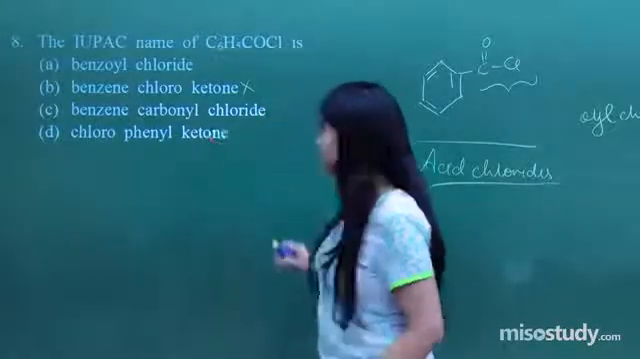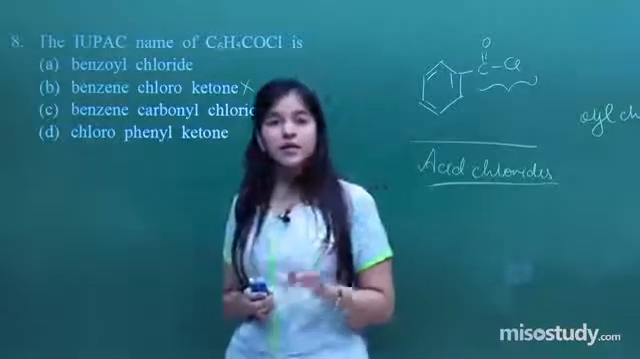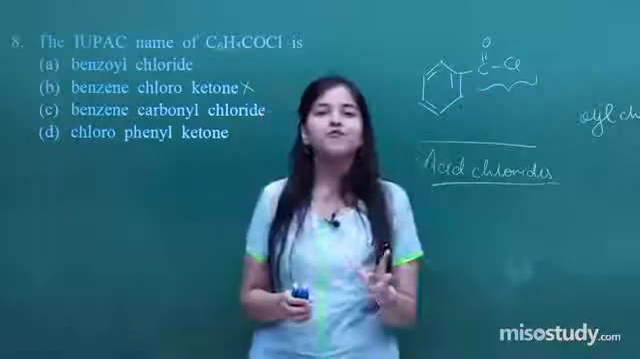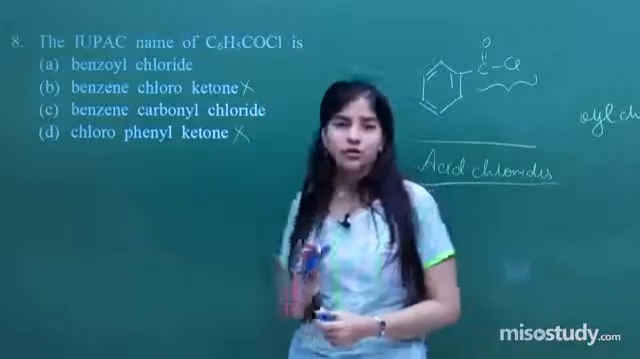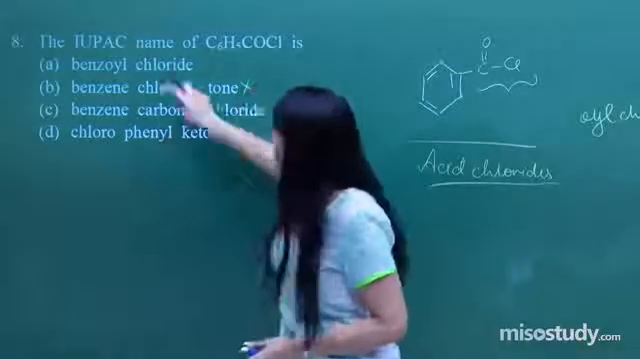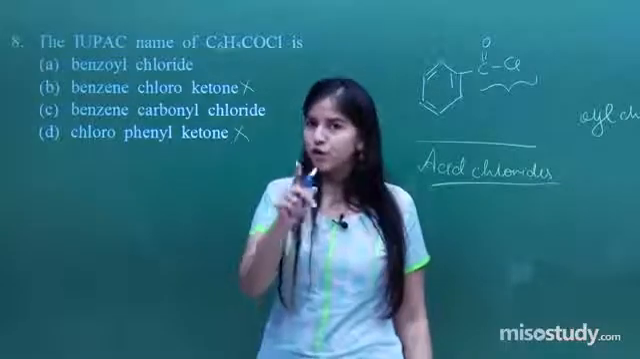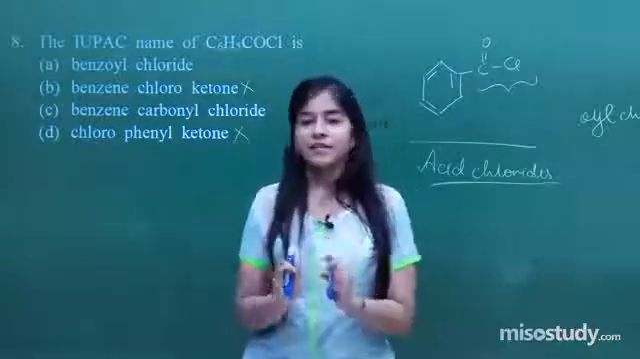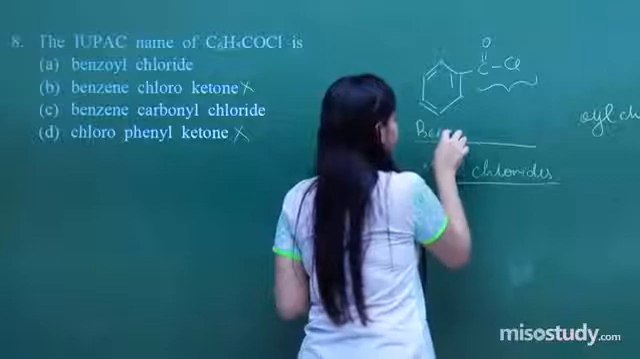Benzene carbonyl chloride, there may be a possibility of this option. Why? Because here the carbonyl group is present, so we could have mentioned it as carbonyl. Chlorophenyl ketone, again ketone is not a possibility. So I have got benzoyl chloride and benzene carbonyl chloride. If you are thinking of benzoyl chloride as the correct name for this compound, this is nothing but benzoyl chloride.